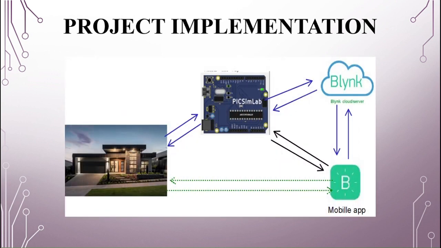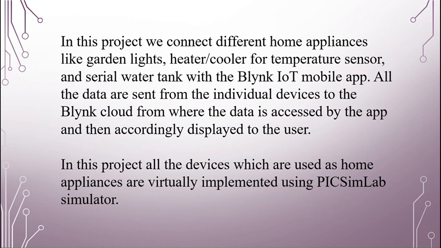Okay, project implementation. This is the diagrammatic representation. First it reads the value and sends it to the cloud. The Blink cloud sends the data to the mobile app, and the mobile app gives the desired result according to the user requirement. In this project we connect different appliances like garden lights, the heater and cooler for the temperature sensor, and the serial water tank using the Blink IoT app. All the data are sent from the individual devices to the Blink cloud, from where the data is accessed by the app and then displayed to the user.